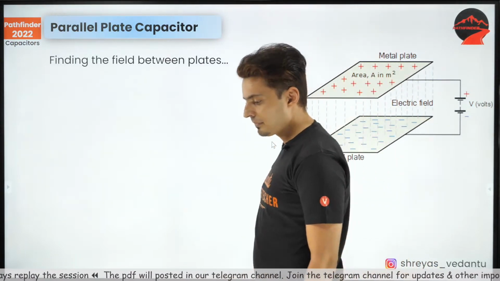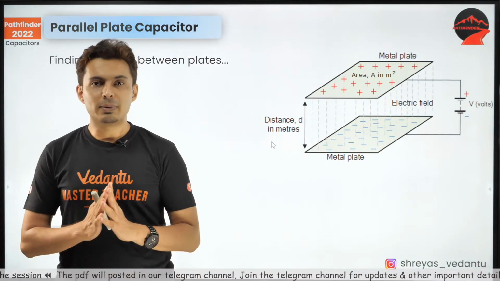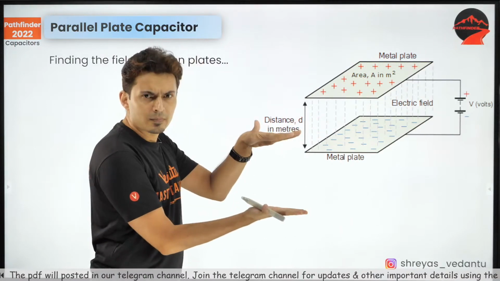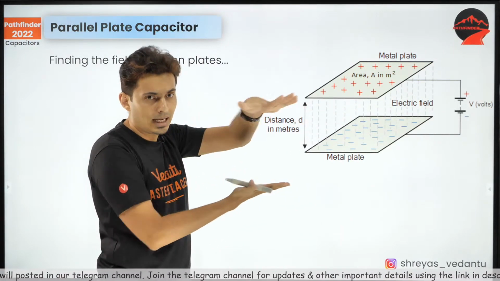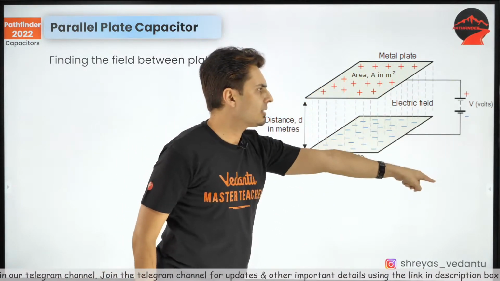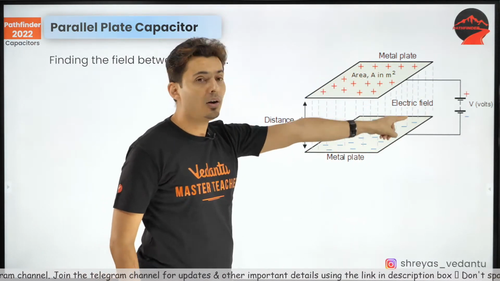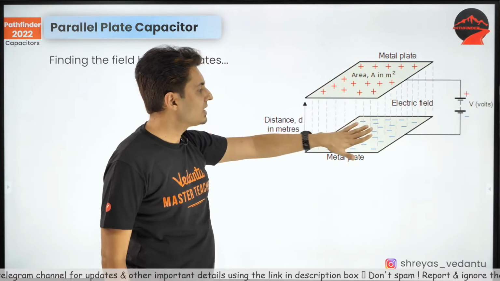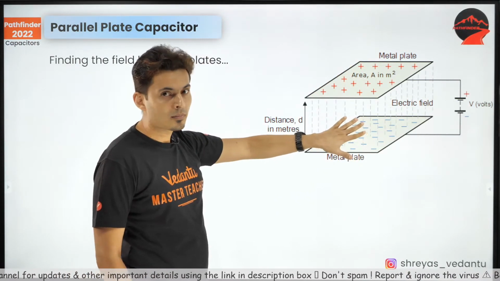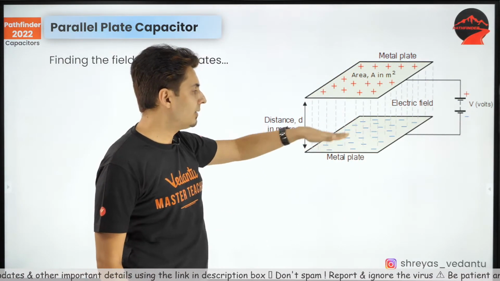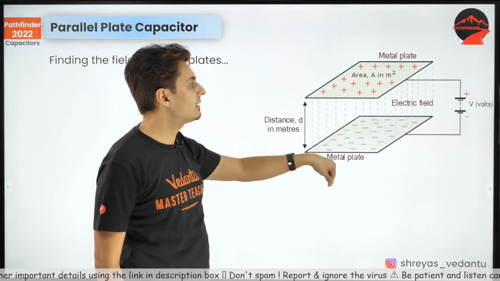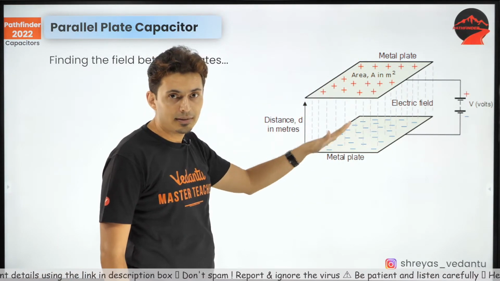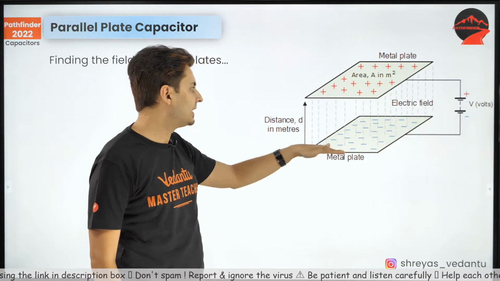The first thing, what is a parallel plate capacitor? It's nothing but two plates. You take two conducting plates, connect them across a battery. You will see, because of that battery, positive charge will come on one plate, negative charge will come on the other plate. And because there are different polarities, there will be field lines which go from the positive side to the negative side. So there is a field.